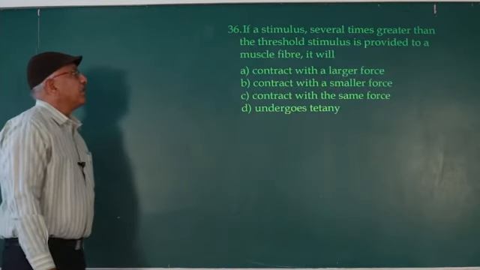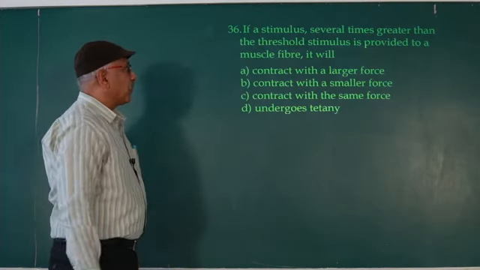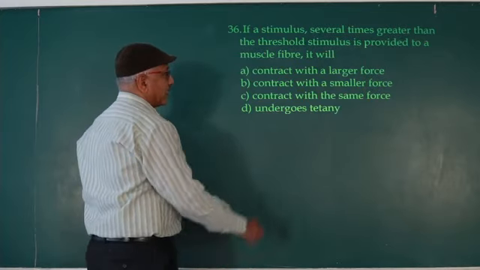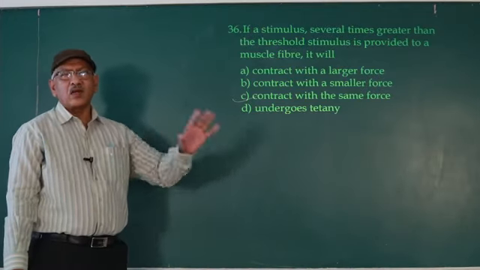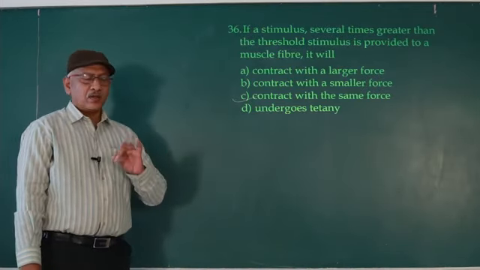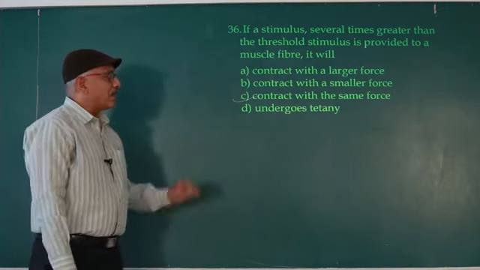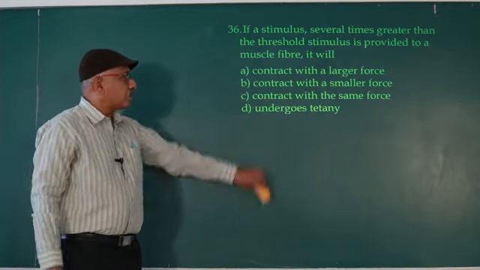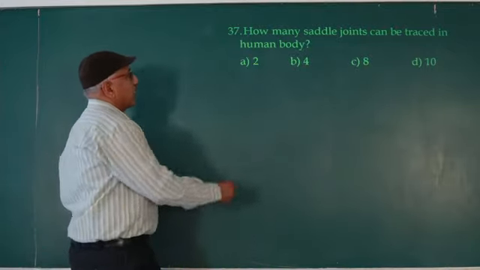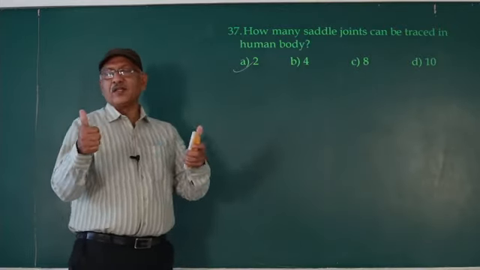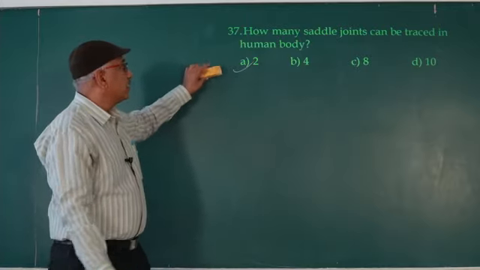Next question is, if a stimulus several times greater than the threshold stimulus is provided to a muscle fiber, it will contract with the same force. If you apply threshold stimulus or strong stimulus also, no change in the contraction. So that is known as the all or none phenomenon. So it contracts with the same force. Next question is, how many saddle joints can be traced in the human body? 2 saddle joints. The joint between carpal and metacarpal of the thumb is the saddle joint.